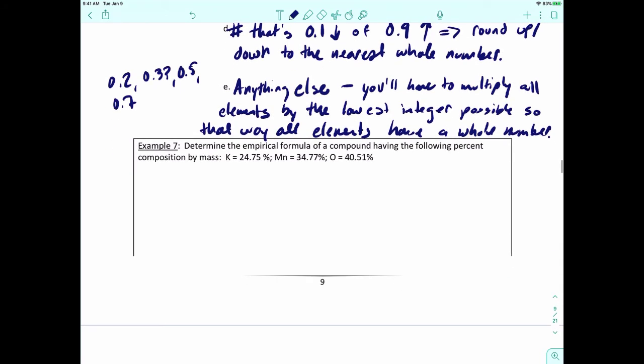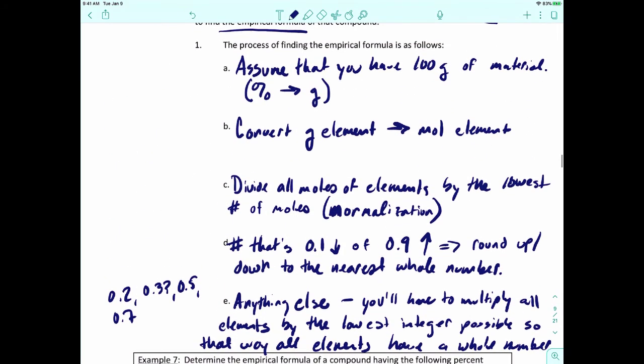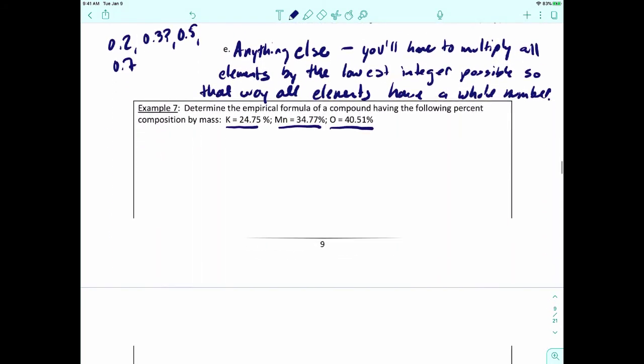So let's try a problem out. Here's our next problem. Determine the empirical formula of a compound having the following percent composition by mass. You have potassium, which is 24.75%, manganese, which is 34.77%, and then oxygen, 40.51%. All right, so let's follow our rules. So the first rule is that we assume that we have 100 grams of material. So what I'm going to do is write out each of our elements. So we have K, we have Mn, and then we have O.